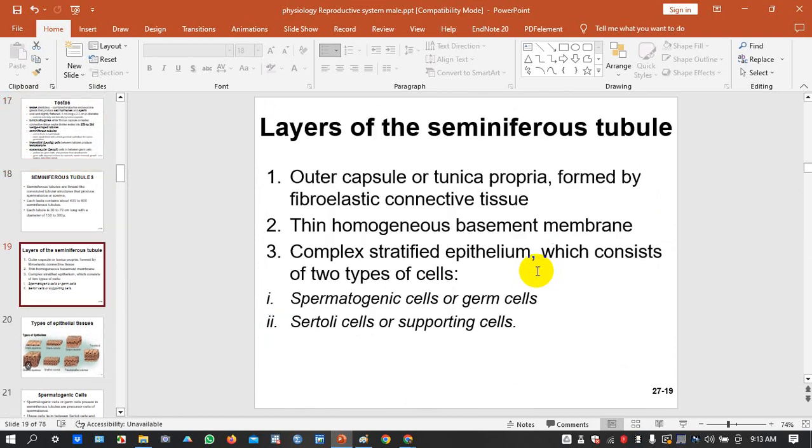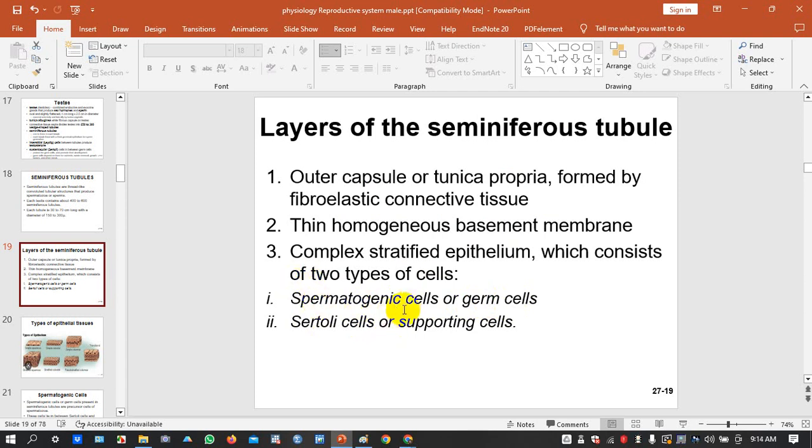Okay, so layers of the seminiferous tubule. The seminiferous tubule has an outer capsule or tunica propria formed by fibroelastic connective tissue. It also has a thin homogeneous basement membrane and a complex stratified epithelium which consists of two types of cells. We have the spermatogenic cells, or cells that produce the sperm, which are also called germ cells, and the Sertoli cells.